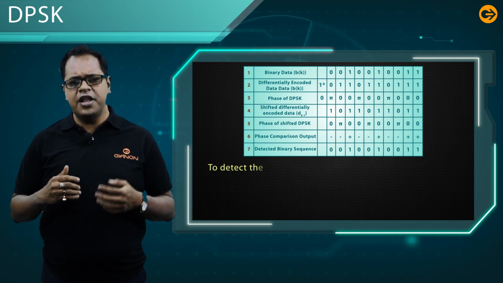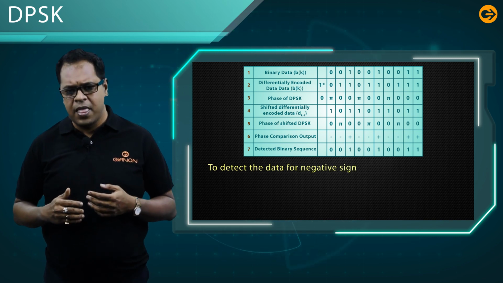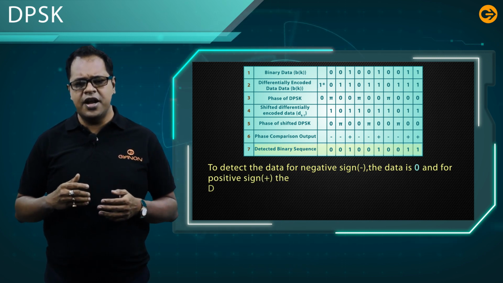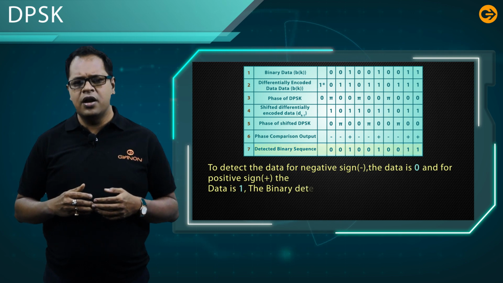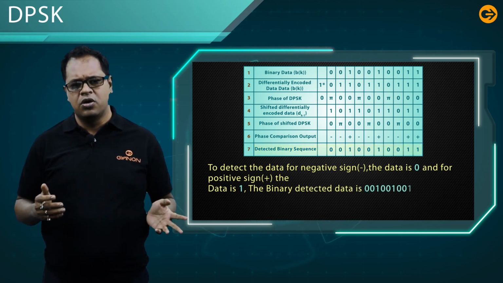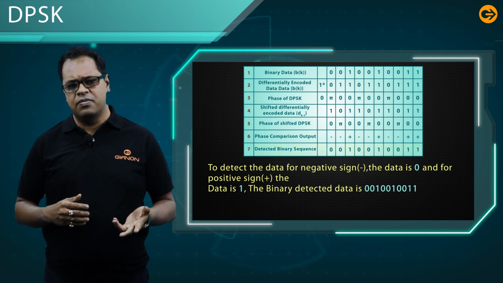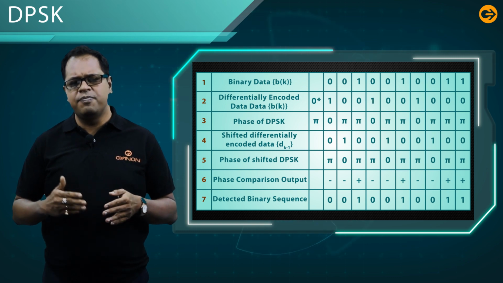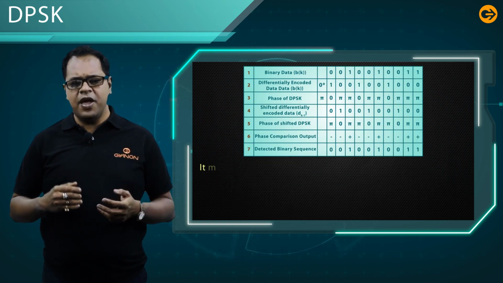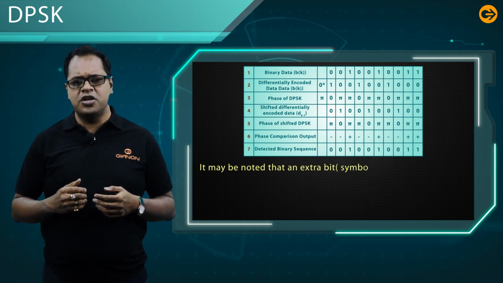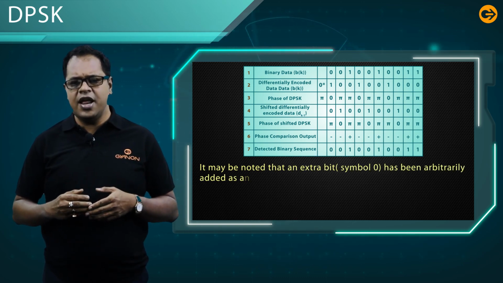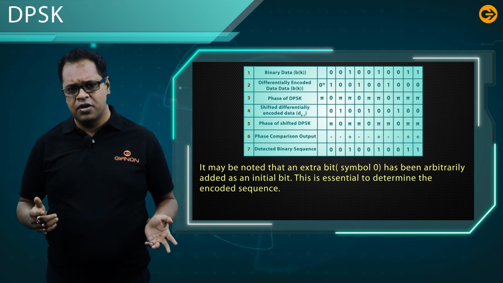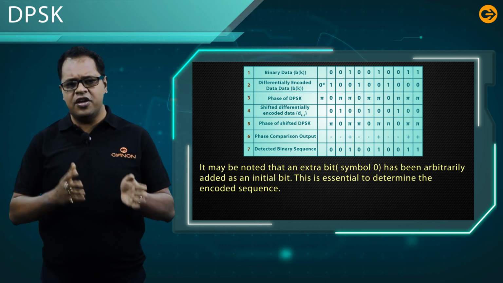To detect the data, for negative sign minus, the data is 0. And for positive sign, the data is 1. The binary detected data is therefore 0, 0, 1, 0, 0, 1, 0, 0, 1, 1, which is the originally transmitted data. Now you try the same sequence with the reference bit 0. It may be noted that an extra bit, symbol 0, has been arbitrarily added as an initial bit. This is essentially to determine the encoded sequence. You try it yourself and let us check your answer.